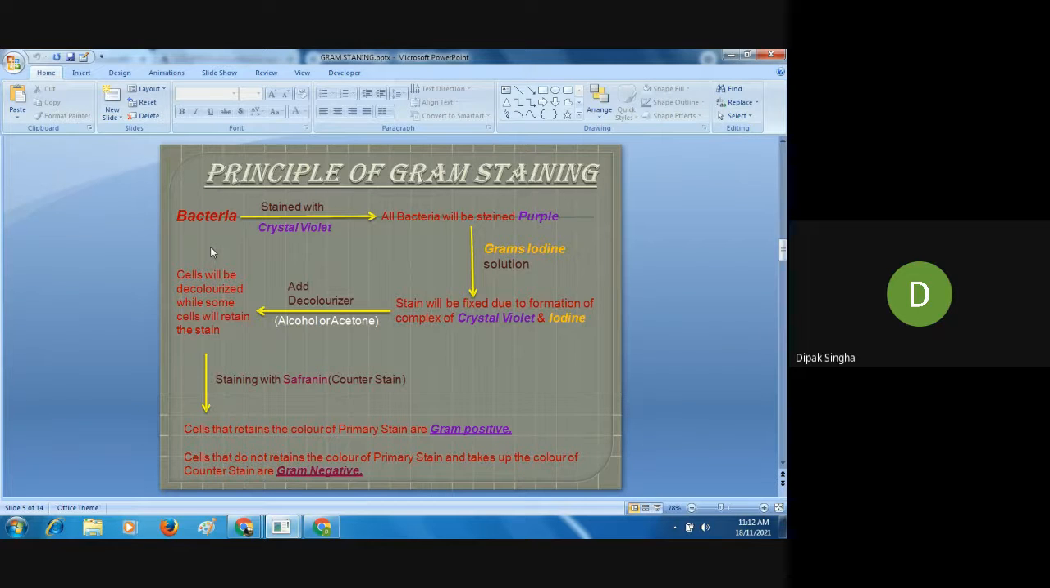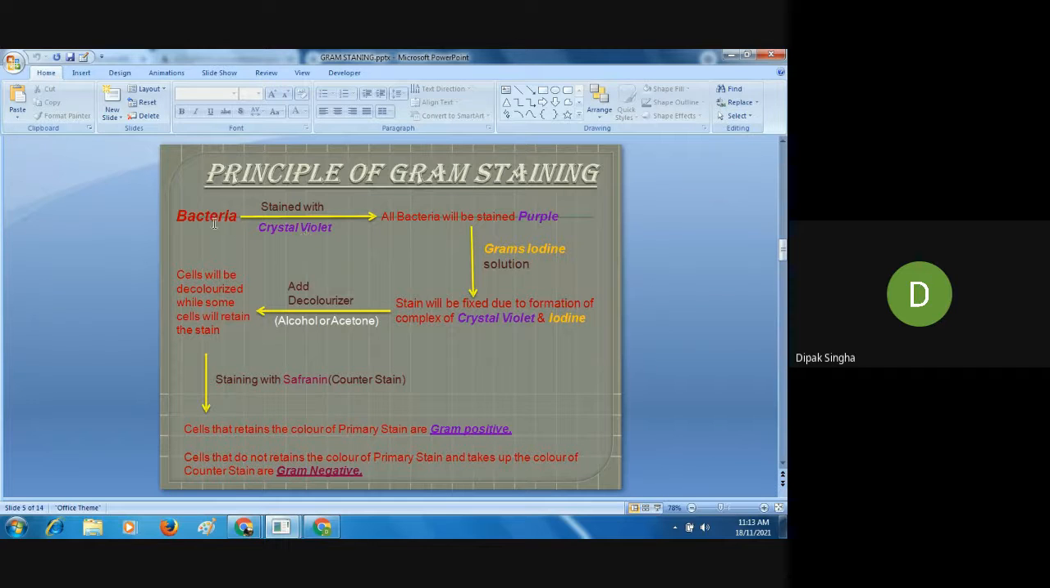Just pass the slide over the flame 3 to 4 times, and fix the smear. That is called the fixation. After that, this process goes on. So the bacterial smear will be on the slide. Then the crystal violet solution is added. This is the basic principle, and the details I will discuss later on.